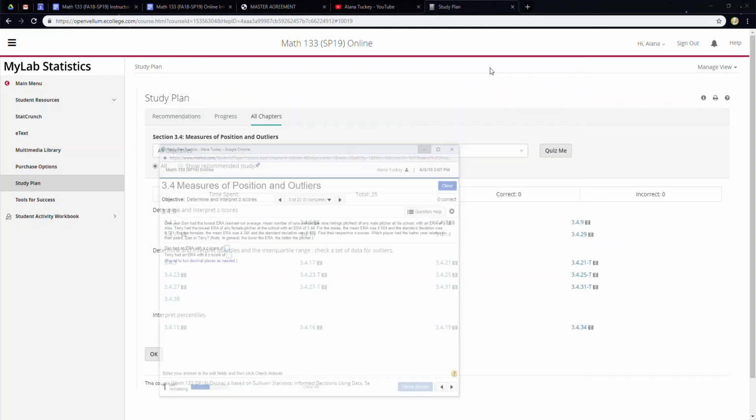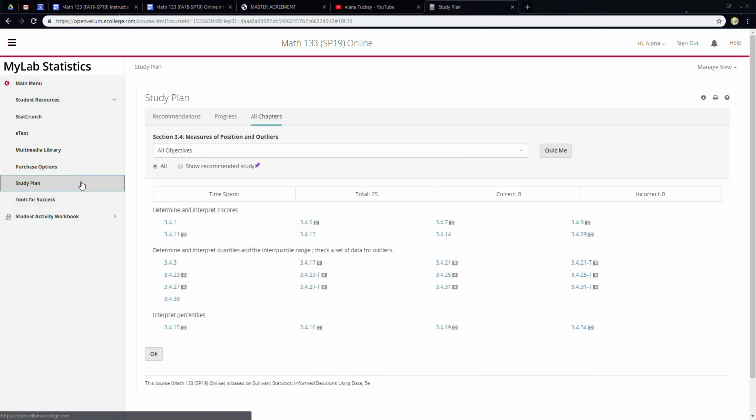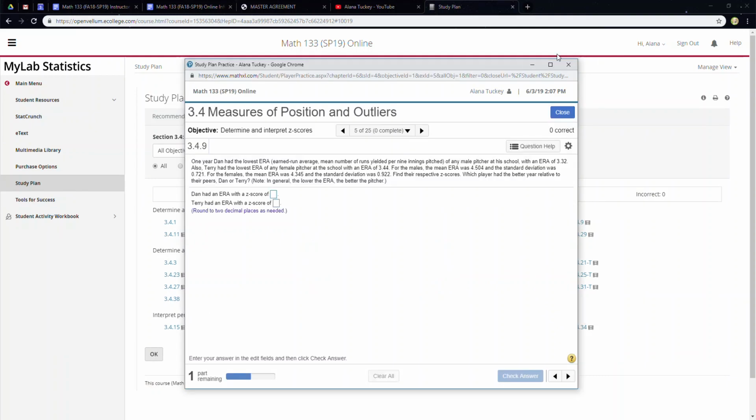If you look at the study plan, which is available under Student Resources, you can actually see lots of questions. Some of these have been assigned as homework for points over in the homework portion, and some are not. So if ever you want extra practice, this is a place you can go.